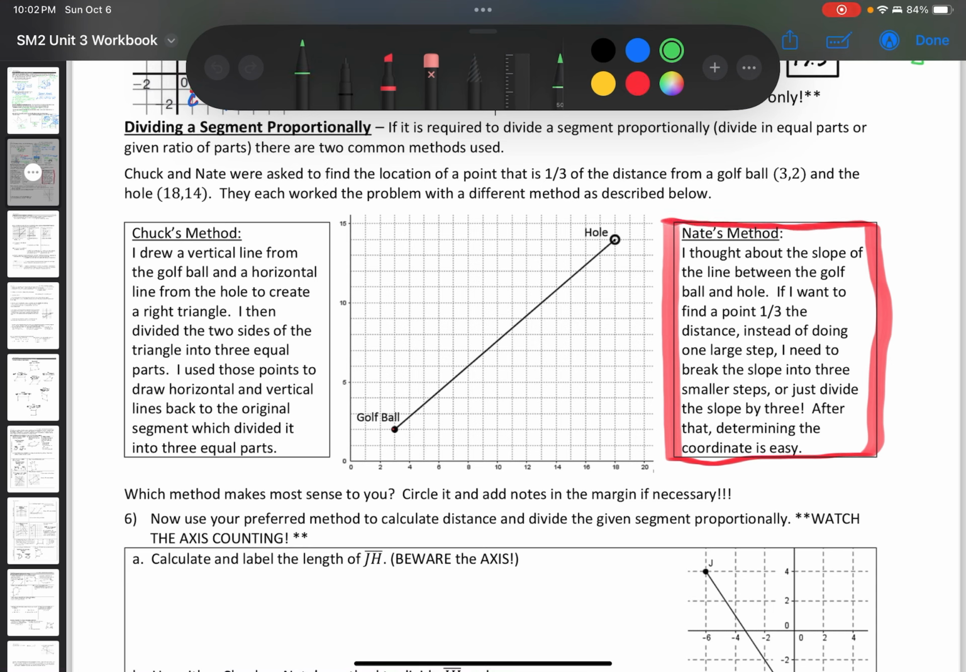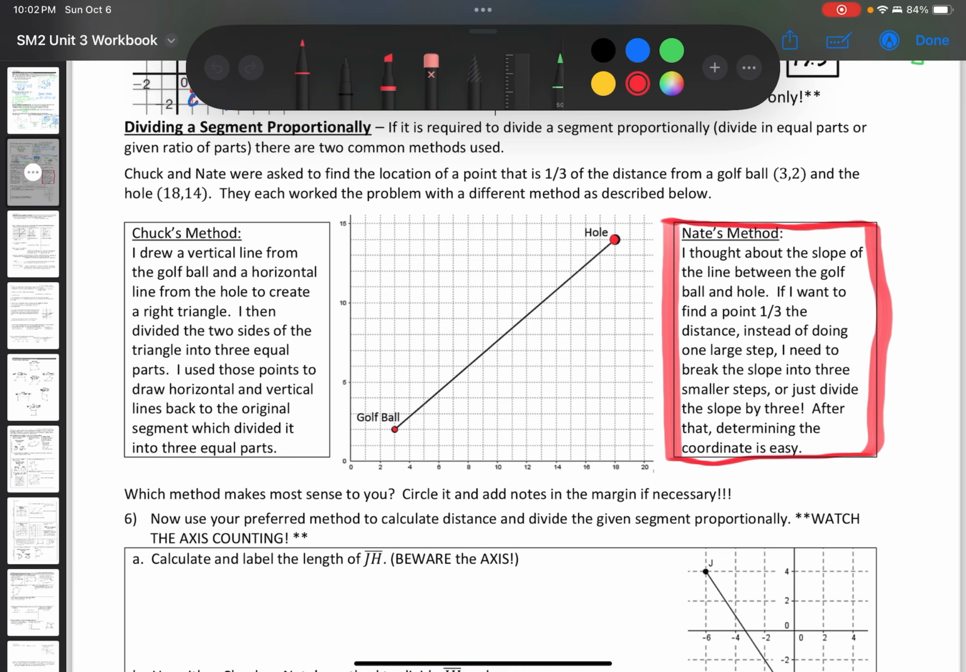With Nate's method, he found the slope between the golf ball and the hole, and that's how he broke up the segment into 3 equal parts. Let's read his part. He thought about the slope of the line between the golf ball and the hole. First, let's find that slope.